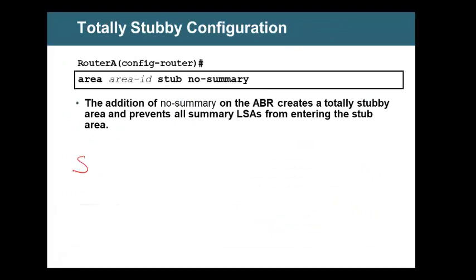Stub. Second one is totally stub. Next one is not so stubby area. The last one is totally not so stubby area. We have 4 types.